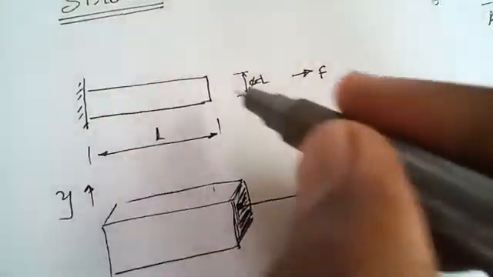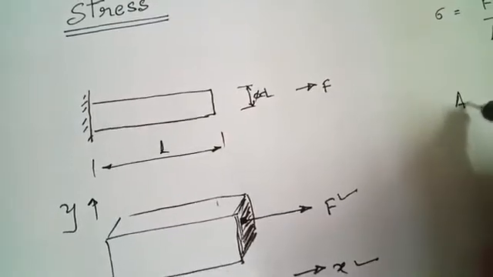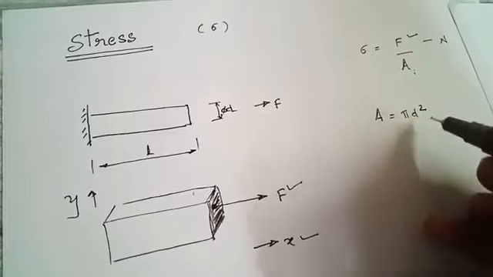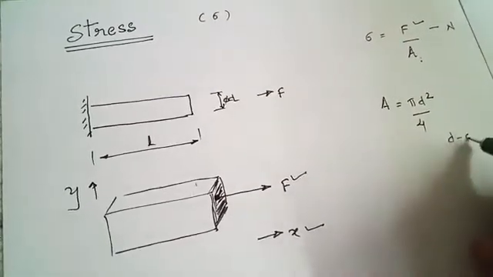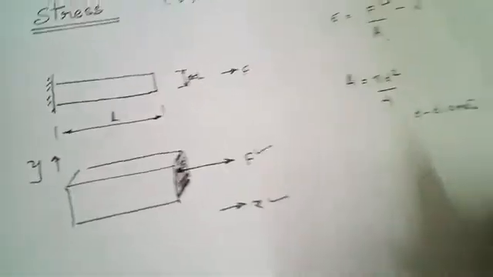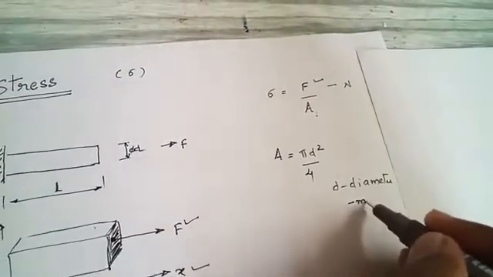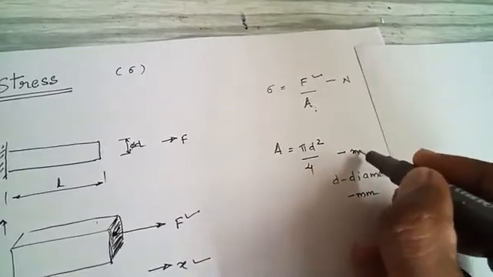If it is a circular one, I will write the area as pi d square by 4. So d is the diameter, and it is measured in mm. So area is definitely measured in mm square.